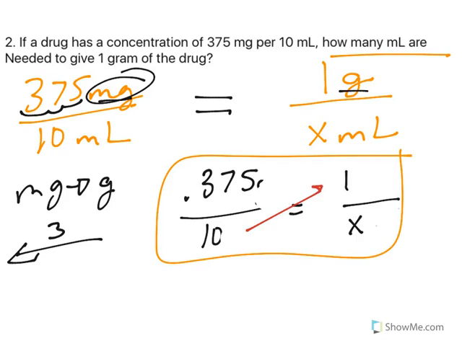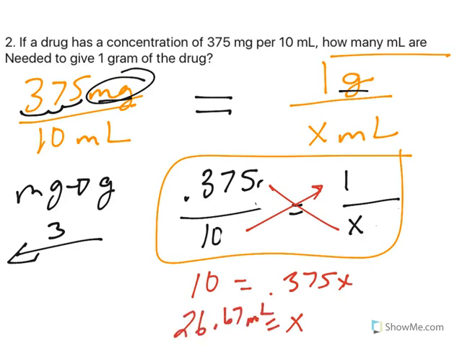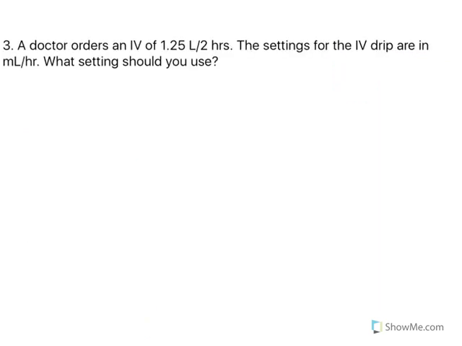Cross multiply: 10 equals 0.375x. Divide both sides by 0.375 and we get an answer of 26.67 milliliters. Make sure you put your label on there. It's super important to label your work.